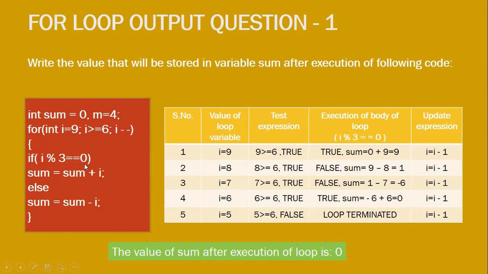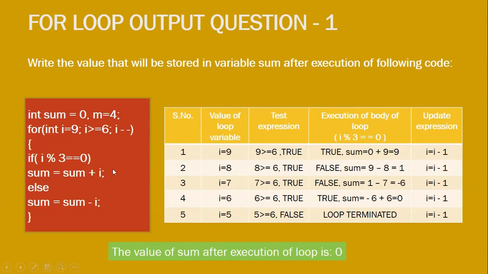So the body of the loop is executed. So again we will check whether I modulus 3 is 0 or not. As 6 modulus 3 is 0, this is true. So sum is equal to sum plus I will be executed. So please see carefully. The value of sum was initially minus 6. So minus 6 plus the value of I, which you have seen here is 6. So minus 6 plus 6 becomes 0.